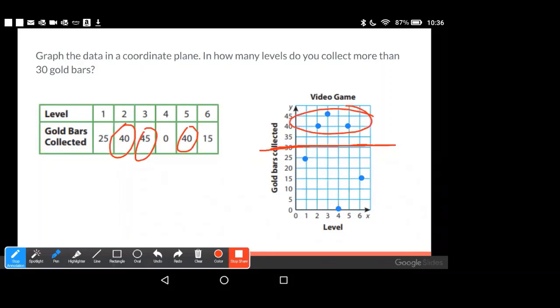You can do it by the chart. You can do it by the graph. Sometimes you're given the graph and not the chart. And so you got to be able to read that and make sense of that. So my actual answer, make sure you read what question's being asked. So my actual answer here would be 3.